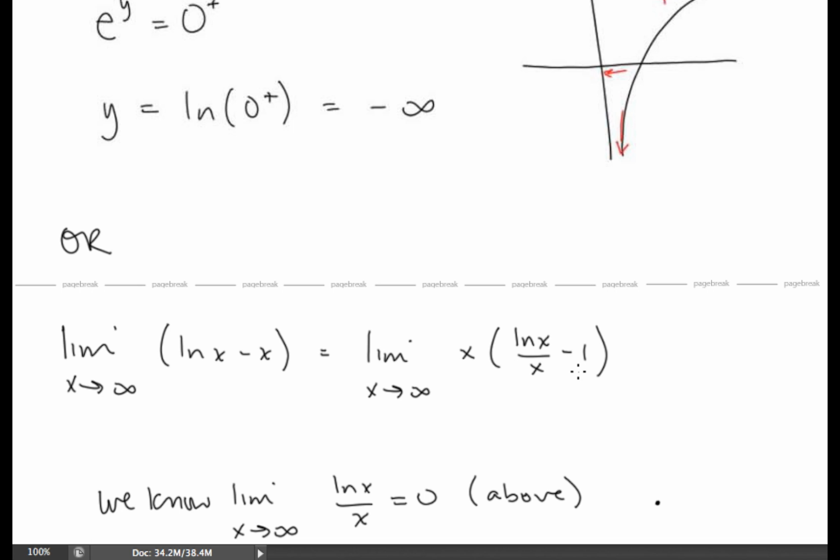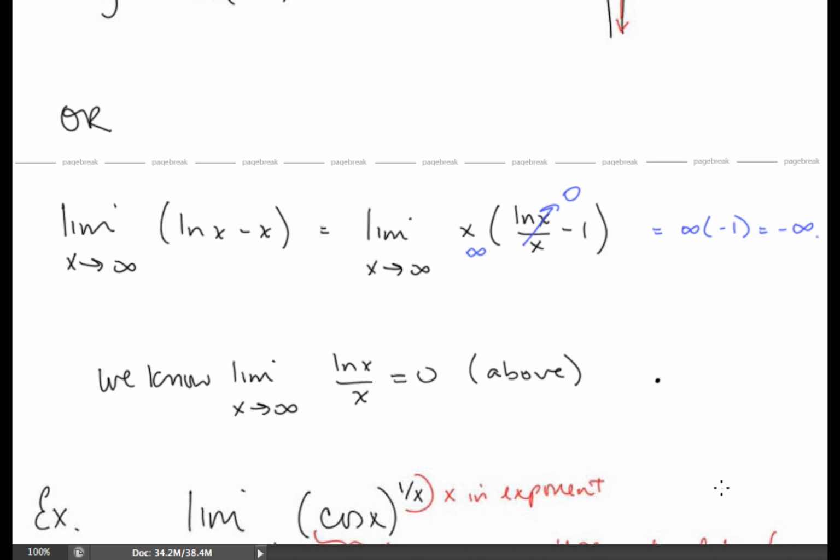So let's see what this limit looks like. We know as x goes to infinity, we're going to have an infinity here. But what about this limit? As x goes to infinity, what does ln x over x go towards? Well, we saw above that this limit is equal to 0. So this is going to 0, and this is going to infinity, and so we're getting infinity times negative 1, or negative infinity. So this is a bit quicker for this problem, especially because we took a look at this limit already above. Let's take a look at one more example.